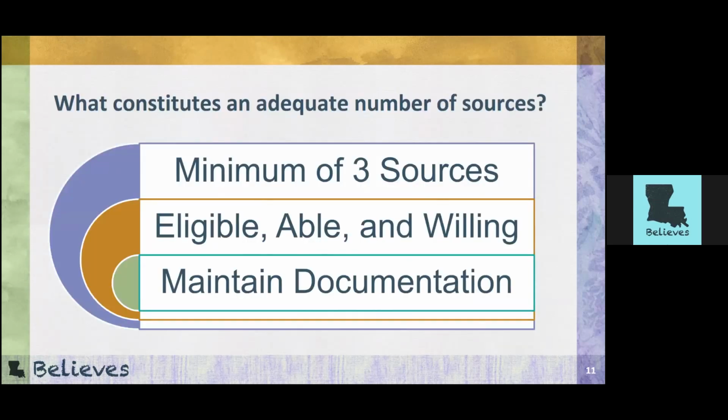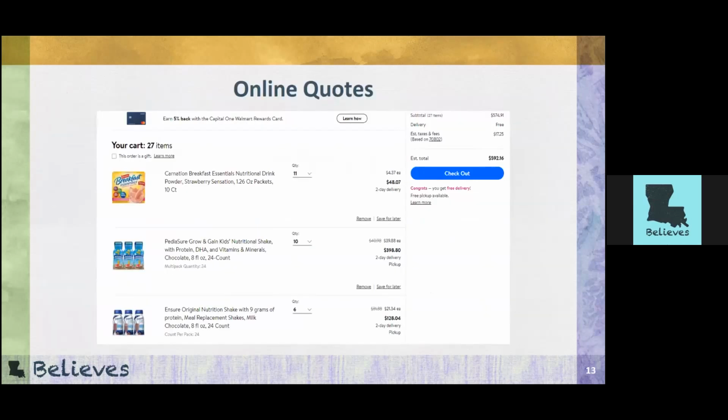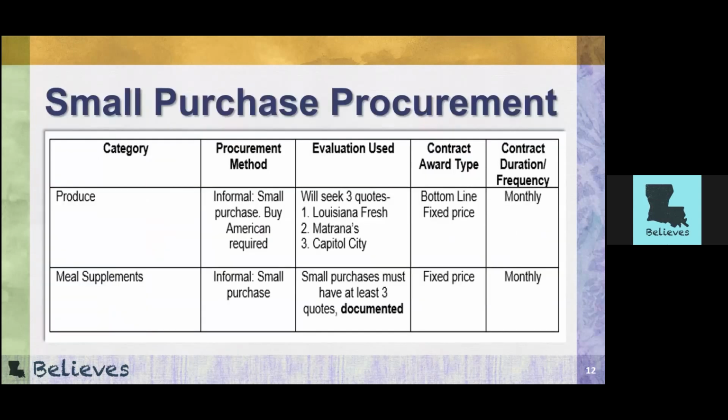So what constitutes an adequate number of sources? You must have 3 sources to contact. It's a good practice to obtain it in writing. 3 eligible sources that are able and willing to compete for your business. Again, maintain all of your documentation. As you can see from this chart in the procurement plan, the school food authority states the companies they plan to contact for quotes.